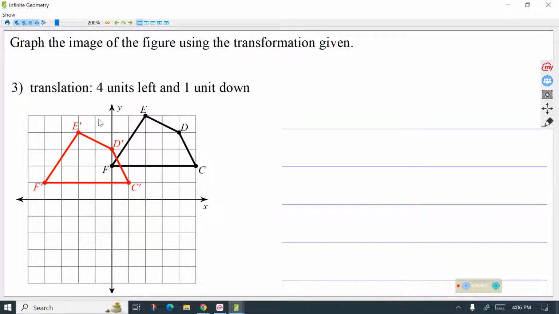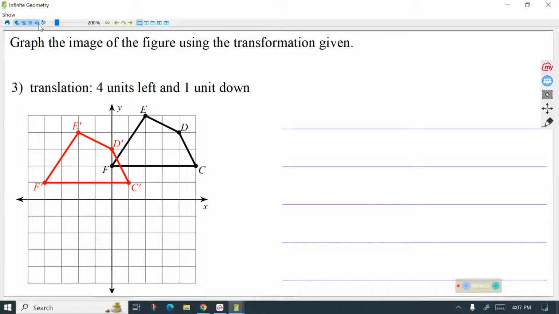Notice that E is moving 4 steps to the left and 1 down. D is moving 4 to the left and 1 down. C is going 4 to the left and 1 down. And F, I go 4 to the left and 1 down, and I call it F prime. After you move a point, you label the same letter, but then you put that little mark on it, and then we read it as E prime. So we got the transformations that we need right now.